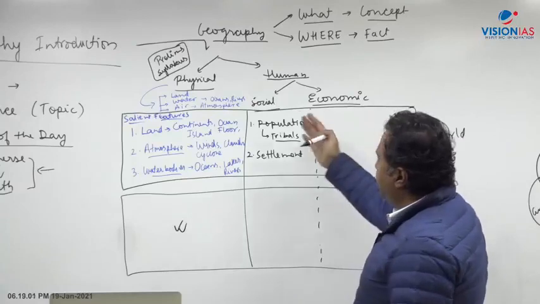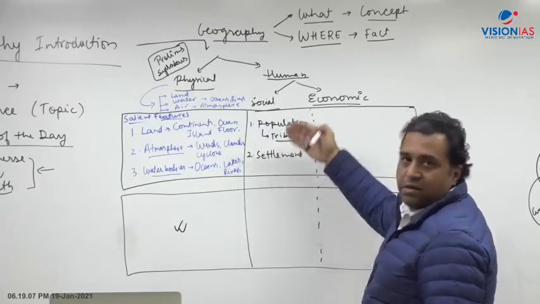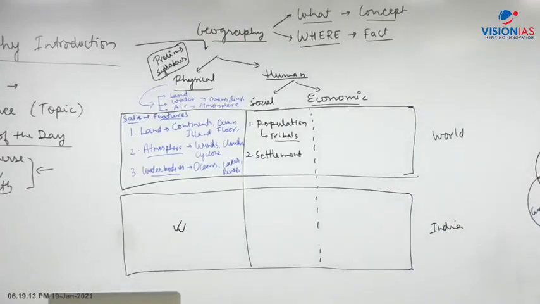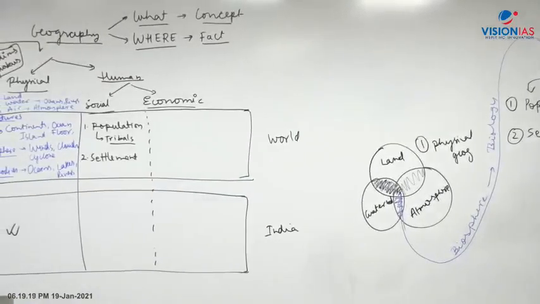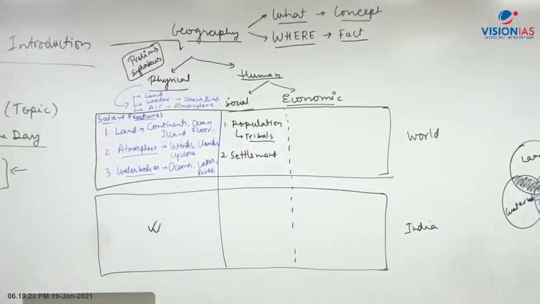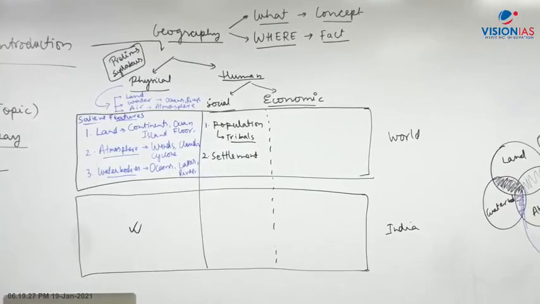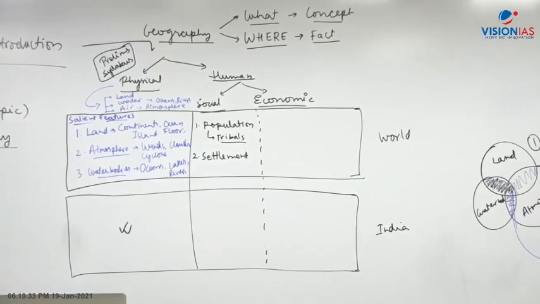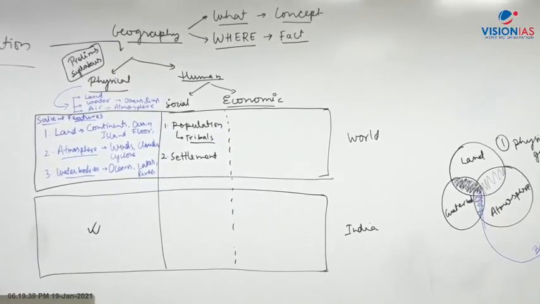Now, which is the second part? This is how many are there and where are they? How many and where? This is your social geography. Okay, how many and where. After that, what is the next thing which is there in your geography? So, I'll just rub this. Okay, just rub and then take you to the next part.